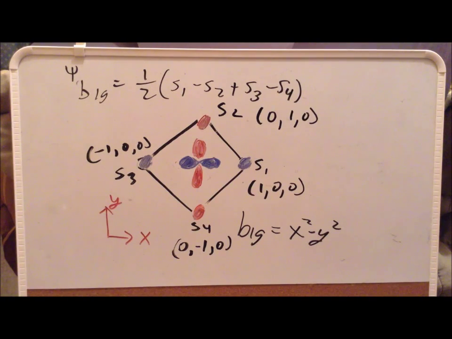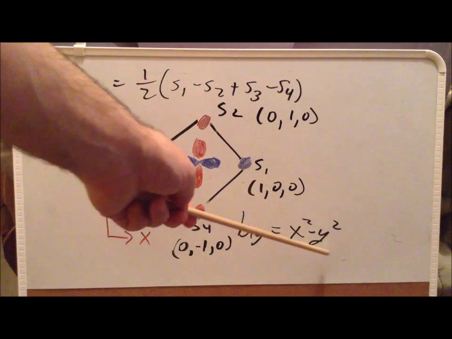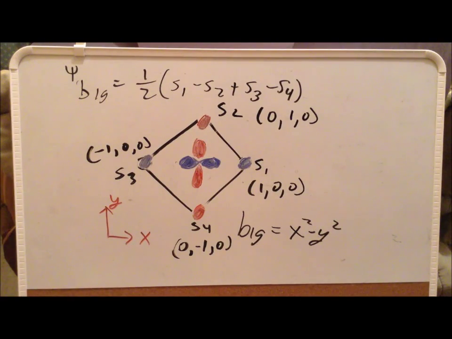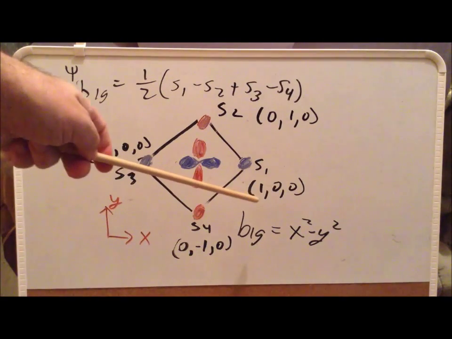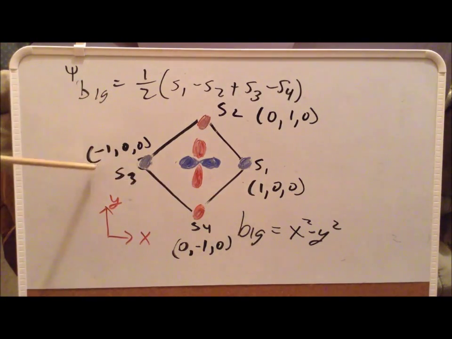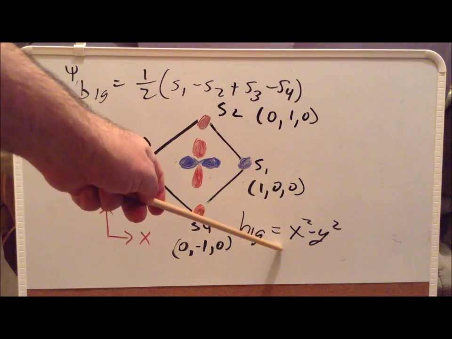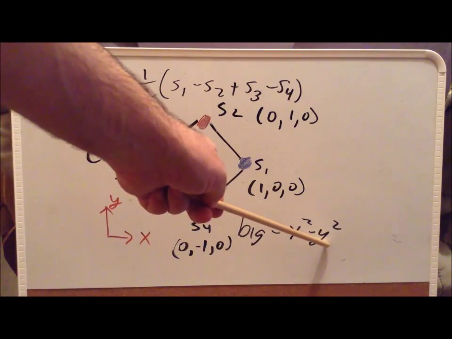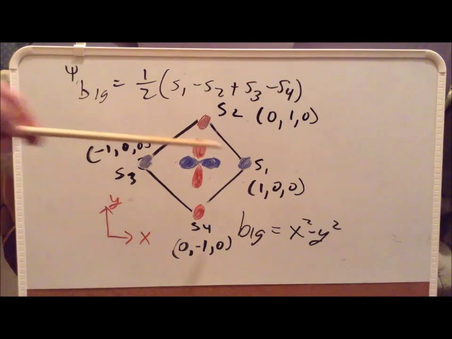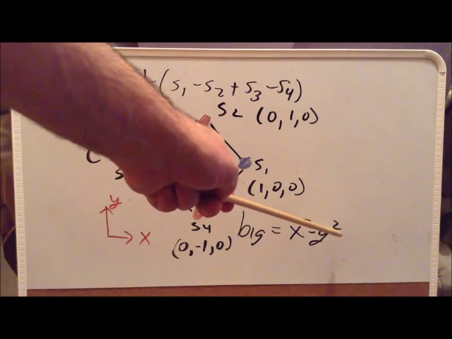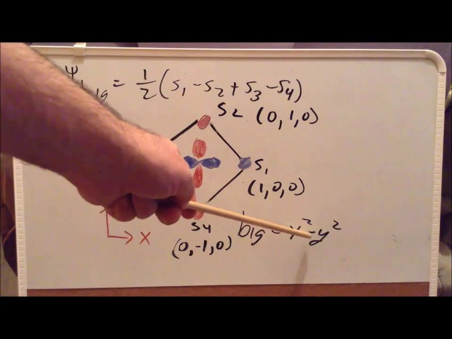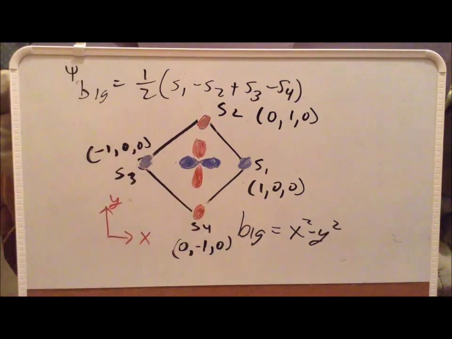Last but not least, we're going to look at the B1G combination. For B1G, the basis function is x squared minus y squared. So one thing we can notice right away is whether the x coordinate is a +1 or -1, when we square it it's going to be positive. No matter what for the y coordinate, whether it's +1 or -1, when we square it it's going to be a positive 1, but then the -1 in front is going to make it a -1.